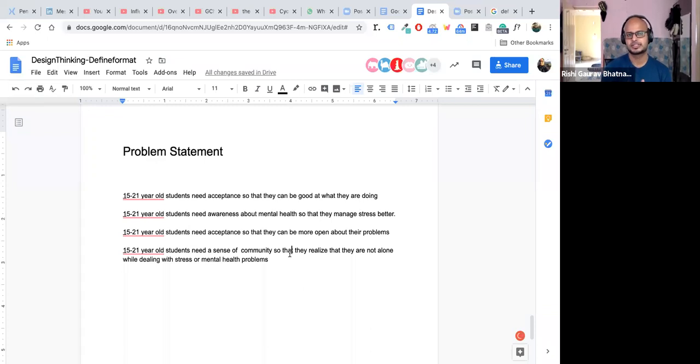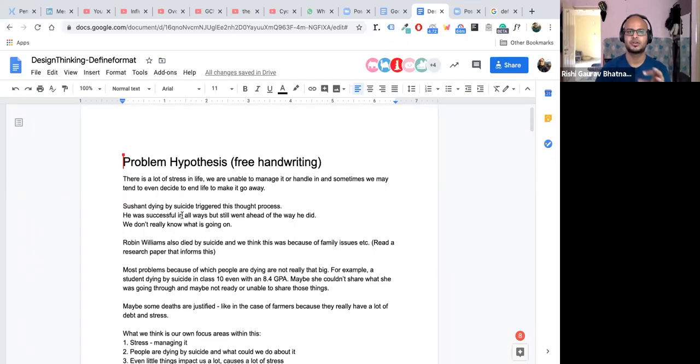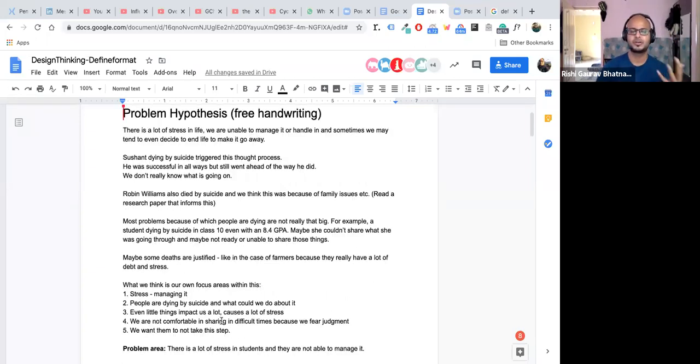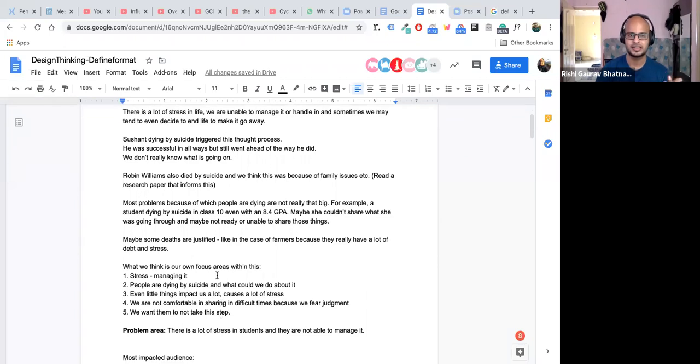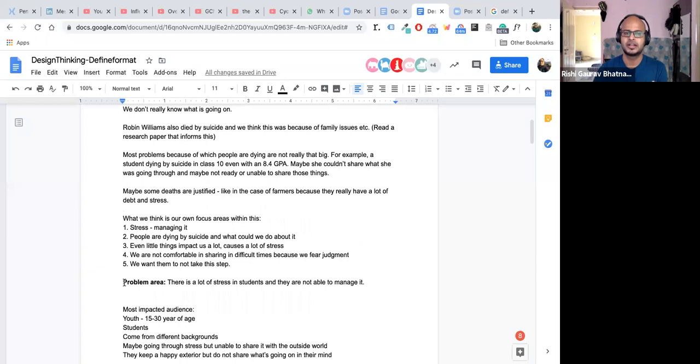This is how the process looks like. Even though your problem area, we started with something like, Sushant passed away, Robin Williams passed away, suicide. Even though we started with that, while just free thinking, we realized that one of the problems that we see here in the focus areas is stress and managing it, right? And then we further went down into a problem area that the students have a lot of stress.